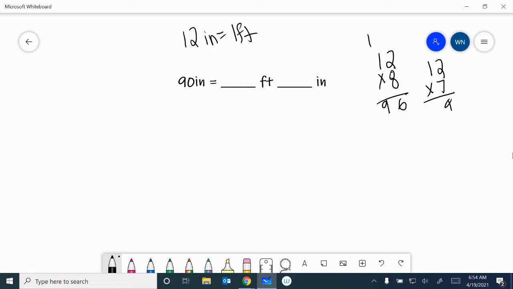2 times 7 is 14. 7 plus 1 is 8. That gets me 84 inches. So I know that 12 times 7 is 84. So it's going to be 7 feet. So I've got 90 inches minus 84 inches is going to get me 6 inches left. So 90 inches equals 7 feet, 6 inches.